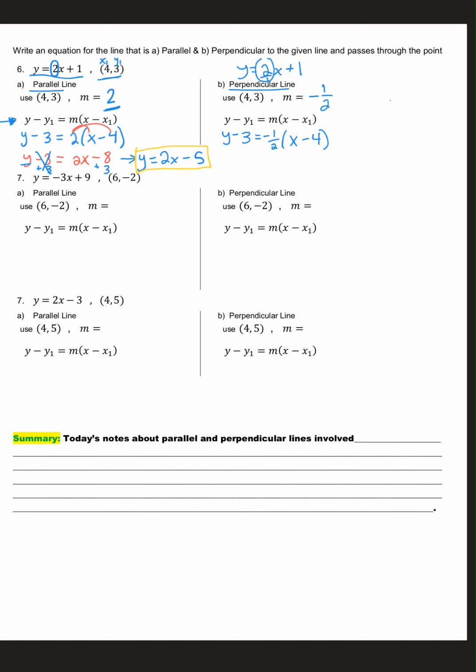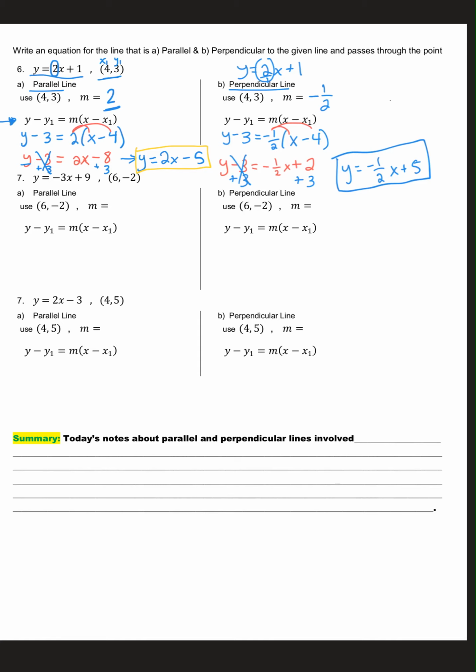Then I'm going to distribute the half. This becomes negative 1/2 x, and a negative times a negative is a positive, so I get half of 4, which is 2, equals y minus 3. Now I still have to add 3 on either side to get the 3's to cancel. These cancel, and we get y equals negative 1/2 x plus 5. This is the line perpendicular through that point. That's answer number 2.